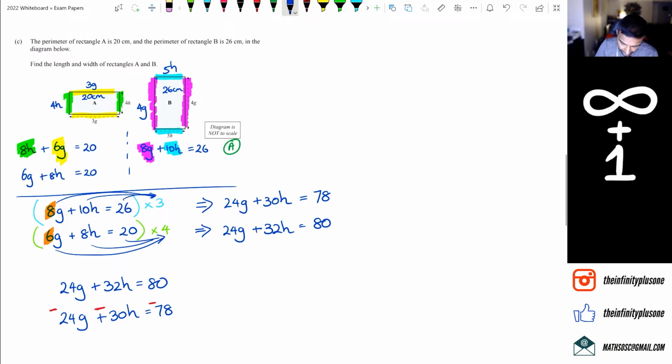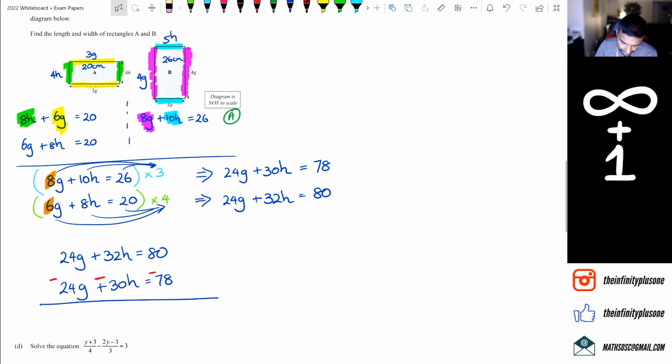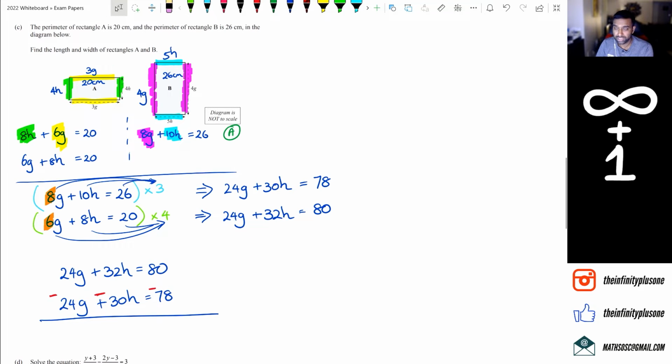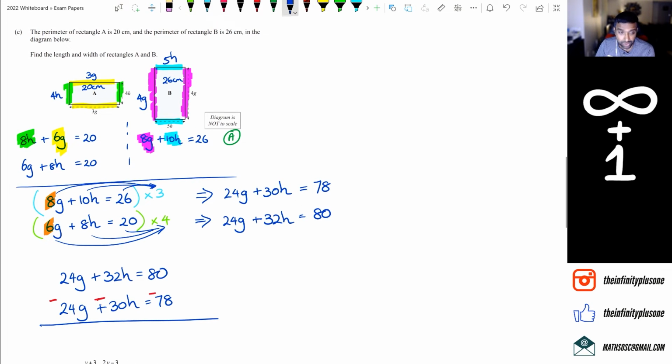So when I do that, I am going to get 24g, take away 24g is just 0. 32h, take away 30h is 2h. 80 take away 78 is 2. So what I've got here is 2h is equal to 2. If 2h equals 2, then I know that h is equal to 1.